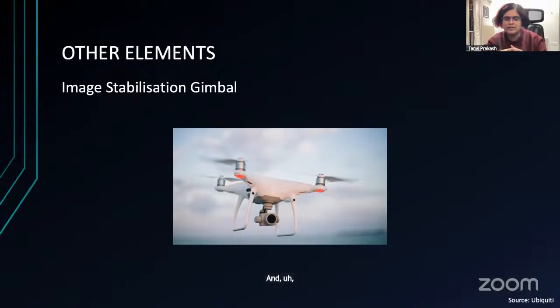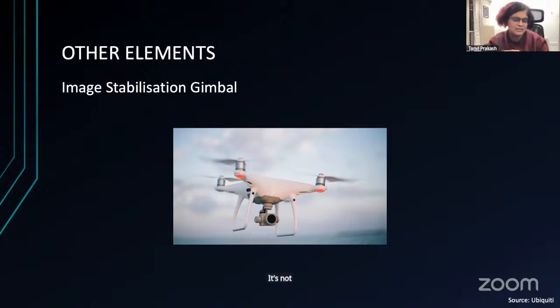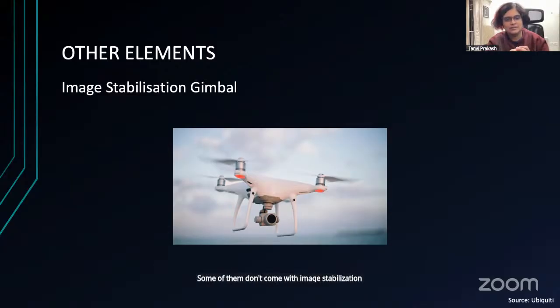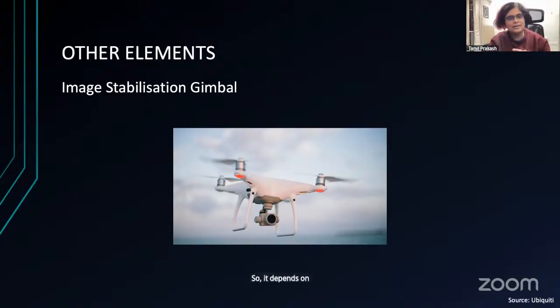And today, most cameras on UAVs come with this because, of course, there is a weight penalty that goes with it. But that weight penalty is very much justified because then your image becomes usable. It's not there in some very small cameras, like the FPV camera range. Some of them don't come with image stabilization, but there is some form of digital image stabilization. Without physical stabilization, it's possible to also digitally stabilize. So it depends on the application and how much weight you're willing to add on the aircraft. And also cost, I think. It's also an expensive affair to build this.